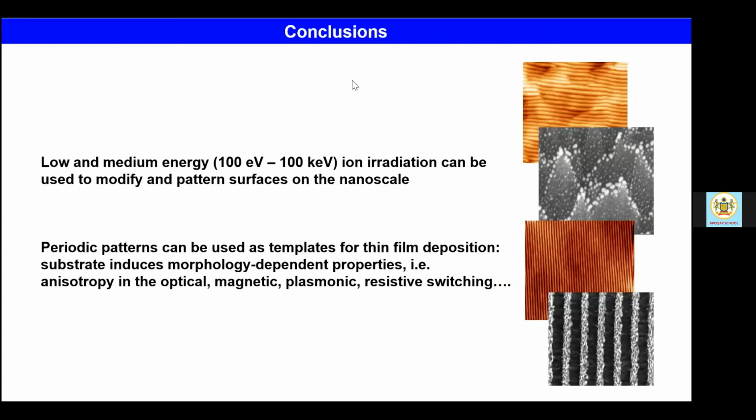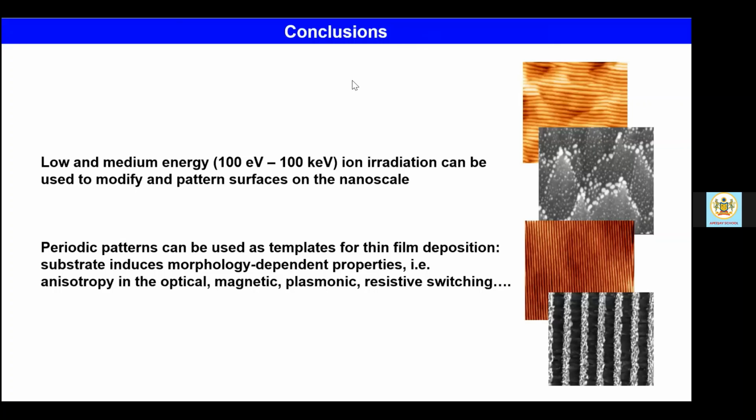And now I'm happy that I could maintain the time given by Dr. Panda. So these are the conclusions once and for all. For such patterned surfaces, low and medium energy ion irradiation can be used to modify and pattern surfaces on the nanoscale. And periodic patterns can be used as templates for thin film deposition. Substrate induces morphology dependent properties.